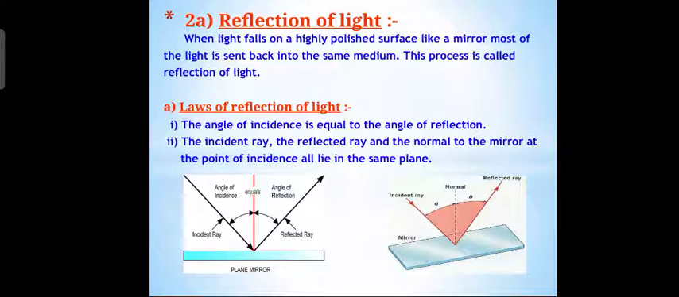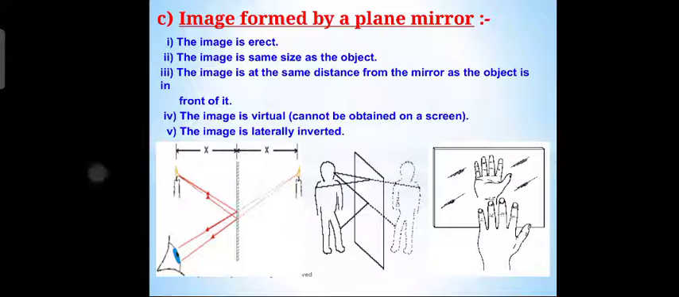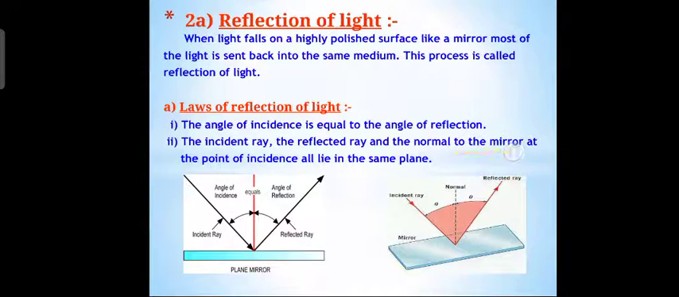These all three lines, the incident ray, reflected ray and normal, all lie in the same plane. You can imagine this from this figure. There is a mirror, here is an incident ray which makes an angle theta with the normal. Normal is something which is perpendicular to the surface, and there is a reflected ray also.